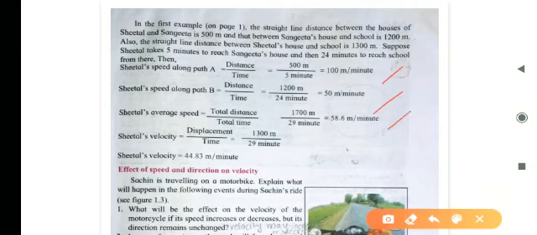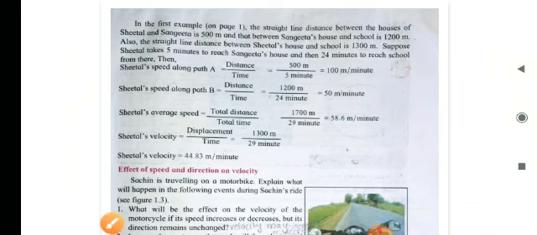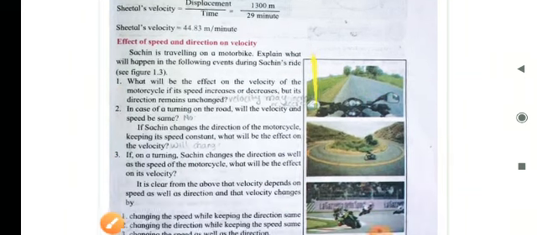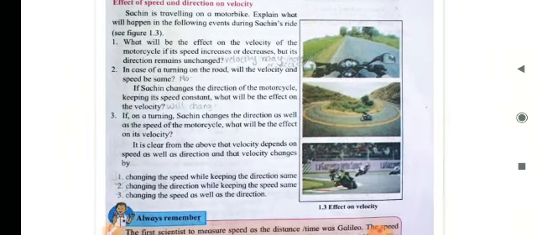Now Sheetal's velocity is equal to displacement upon time. Displacement is the shortest distance, that is 1300 meters upon 29 minutes. So Sheetal's velocity is 44.83 meters per minute. So I hope you have followed the difference between speed and velocity. Now let us continue with the effect of speed and direction on velocity.